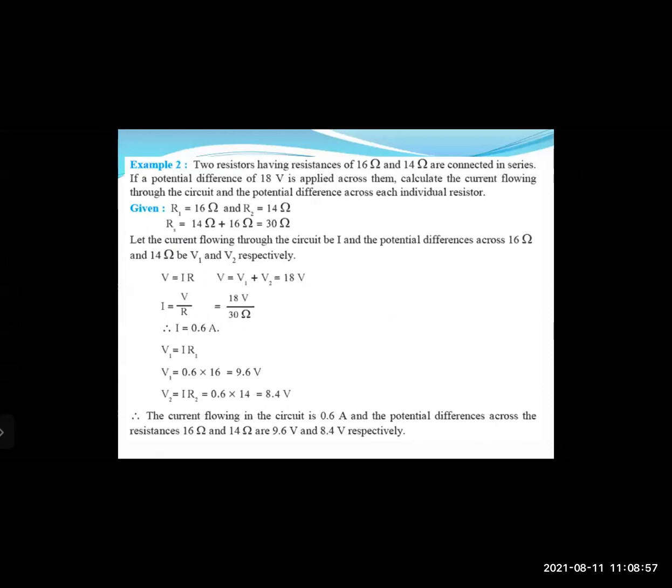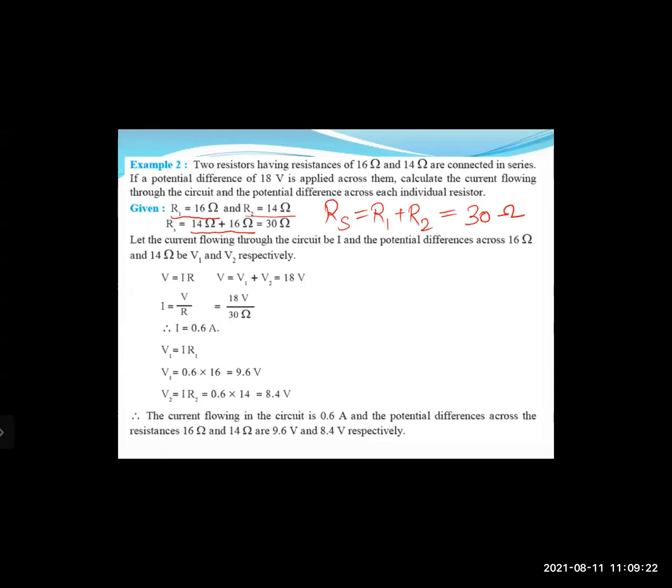क्या लिखा है देखो, two resistors having resistance, तो given लिख देंगे पहले. So resistor R1 will be 16 ohms and resistor R2 will be 14 ohms. Right? Okay. So we apply the formula for resistors in series, RS equals R1 plus R2. That is 14 plus 16 ohms, which is equal to 30 ohms. That is the effective resistance.